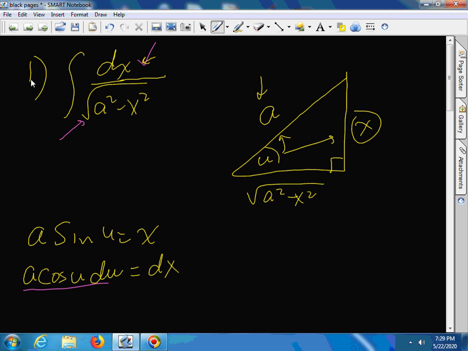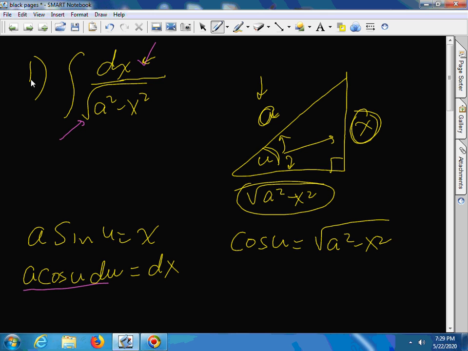Now I need to get this bottom. Well, once again, I notice with respect to u that that's the adjacent. I don't want to bring in x. I'll bring in a. So that means we want the adjacent over the hypotenuse. That's the cosine. The cosine of u is the square root of a squared minus x squared over a. So now I know how to write this in terms of u. I have everything I need.